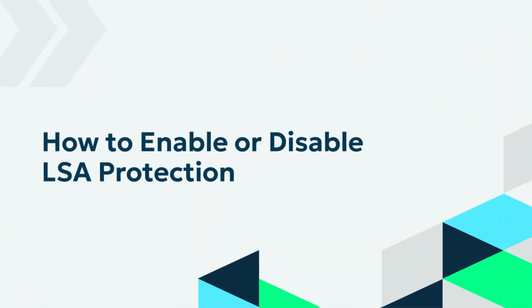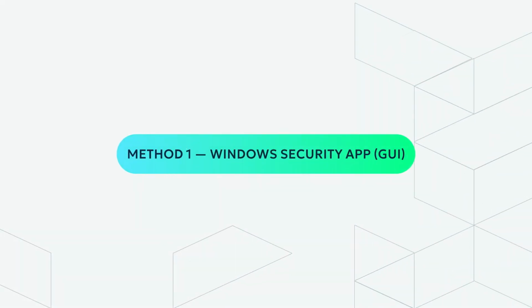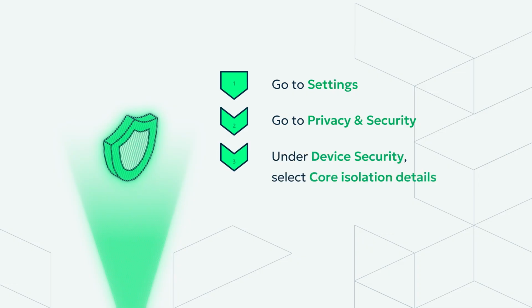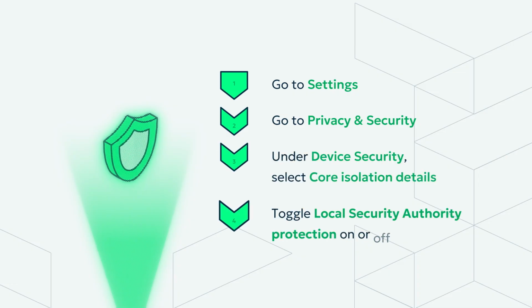How to enable or disable LSA protection. There are 3 ways to enable or disable LSA protection, depending on your environment and needs. Let's start with the simplest one, via the Windows Security app. First, go to Settings and then Privacy and Security. Under Device Security, select Core Isolation Details. There, toggle Local Security Authority protection on or off, and then reboot your device.